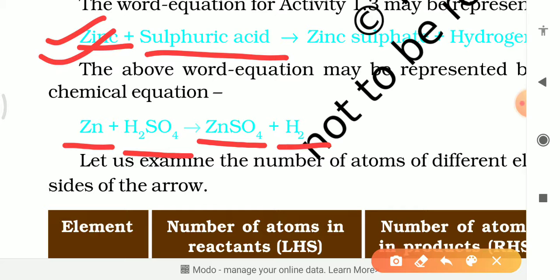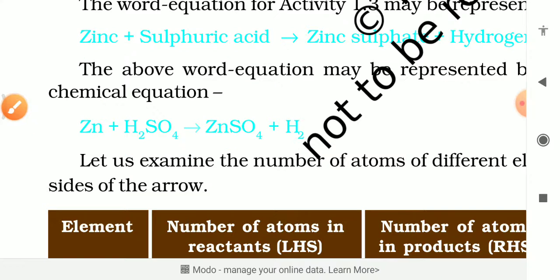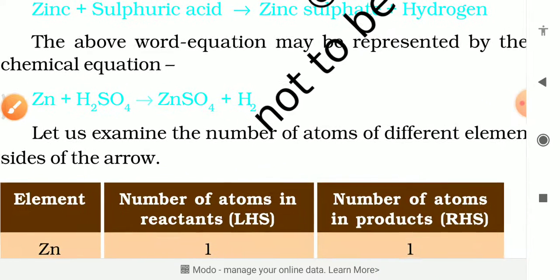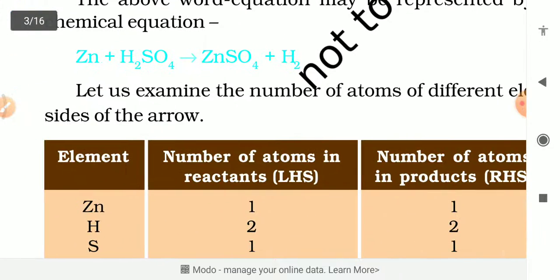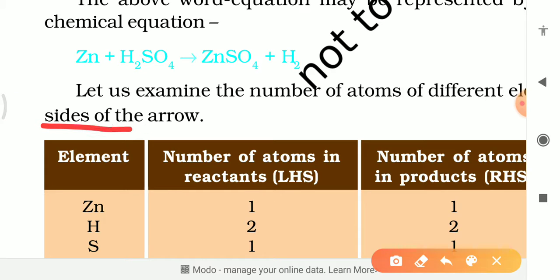And in place of this word equation, here they are using the symbols. Now let us examine another point. Let us examine the number of atoms of the different elements on both sides of the arrow. Both sides of the arrow means this one is the reactants and this one is the products.